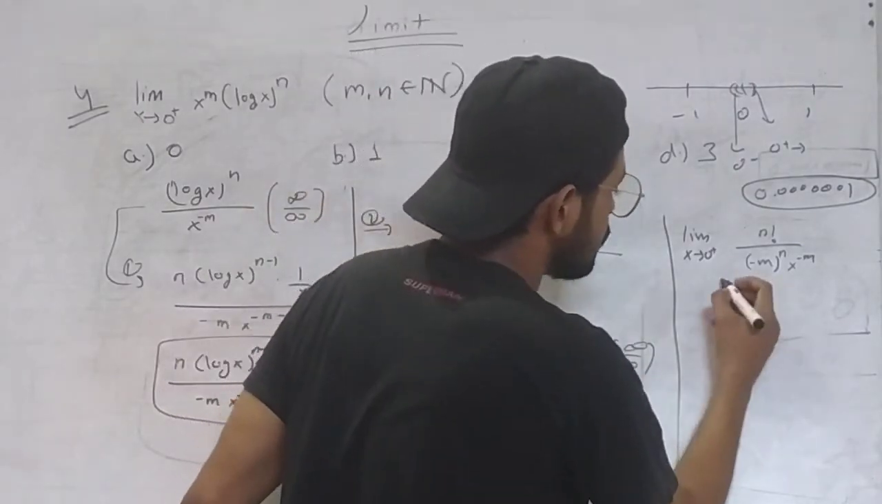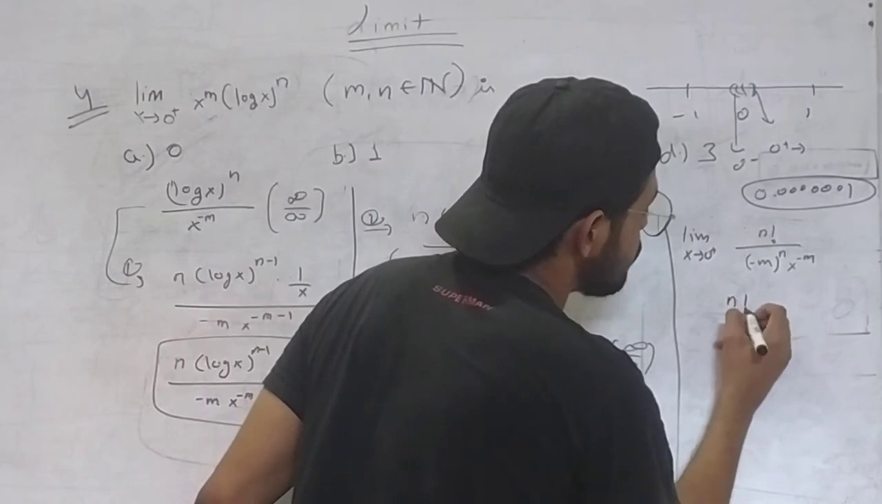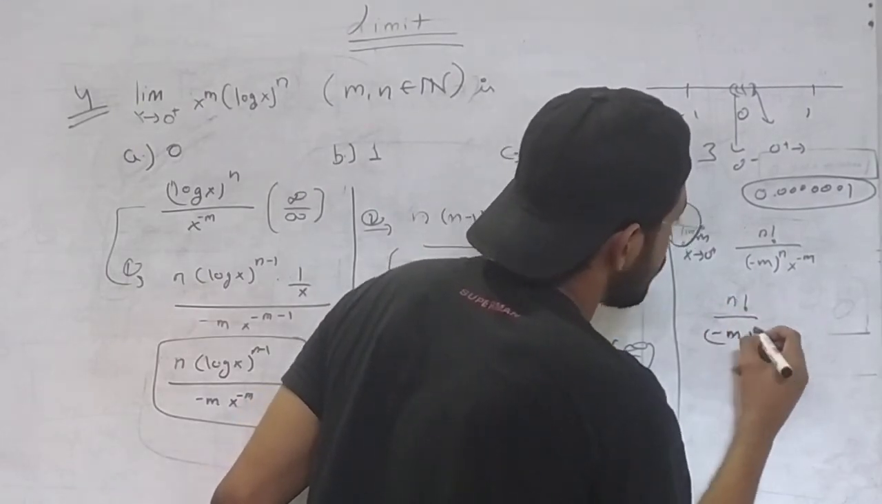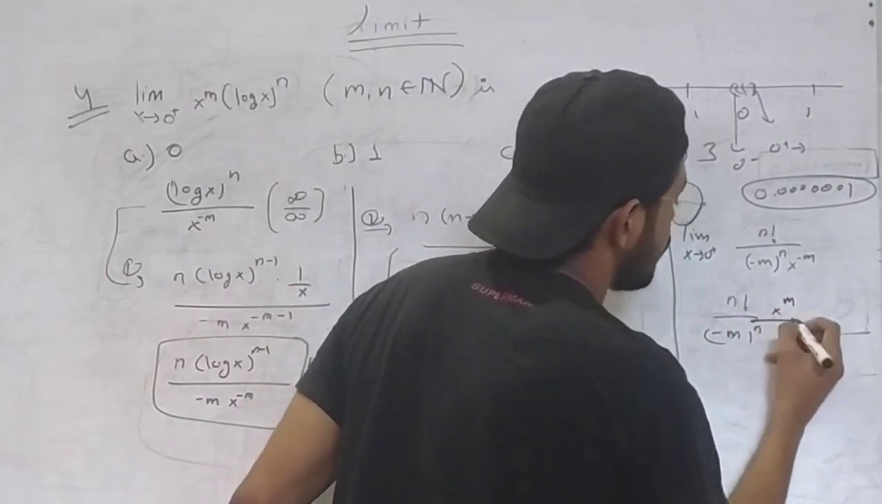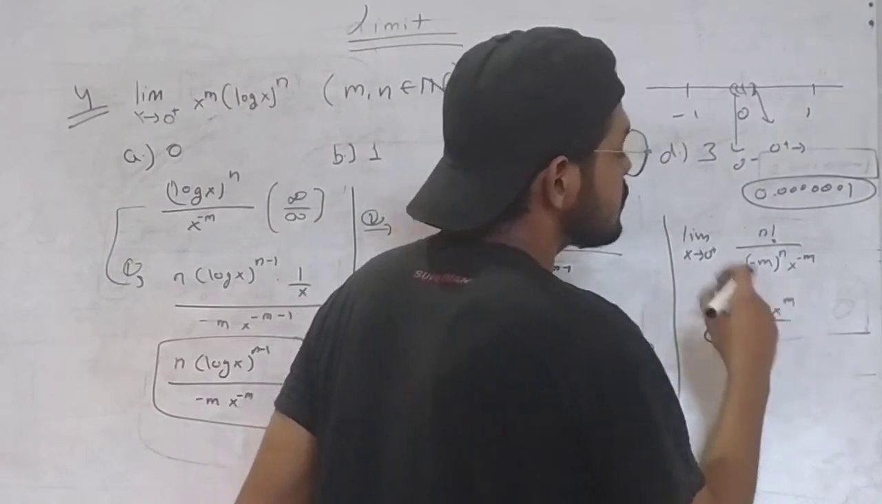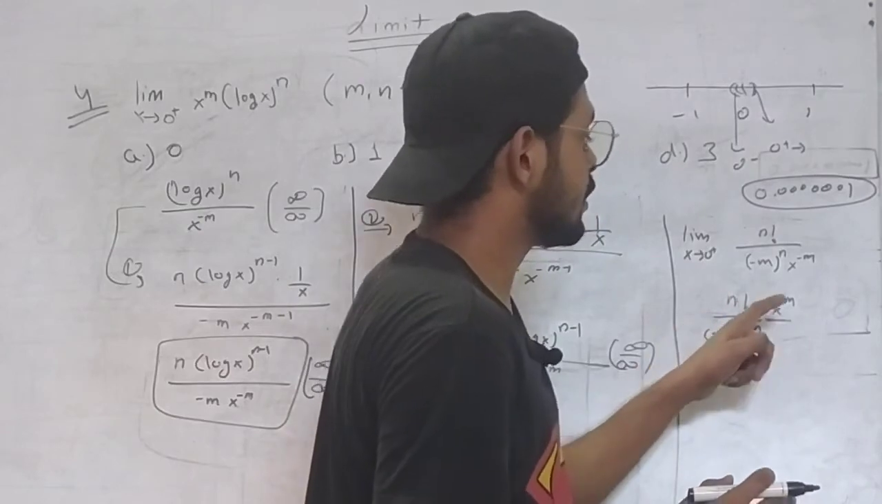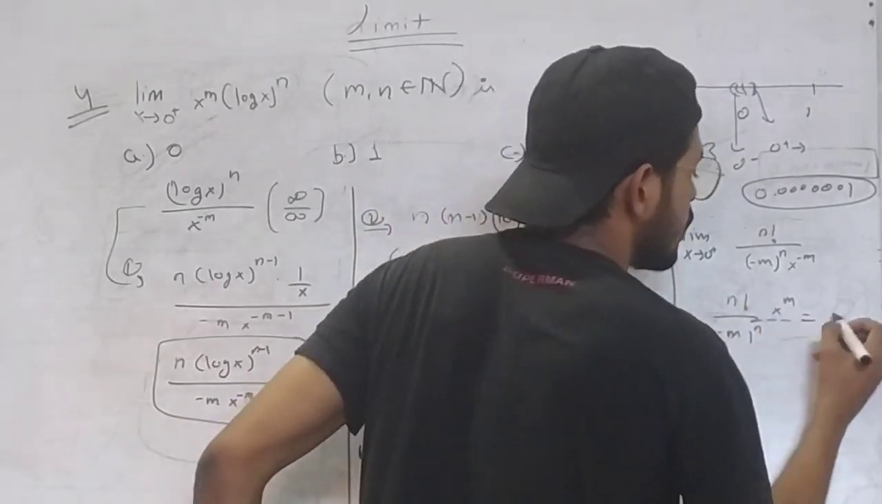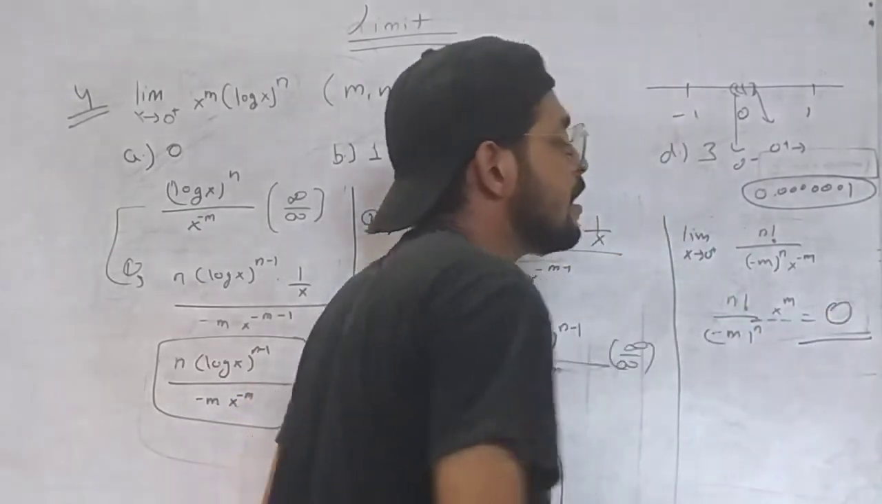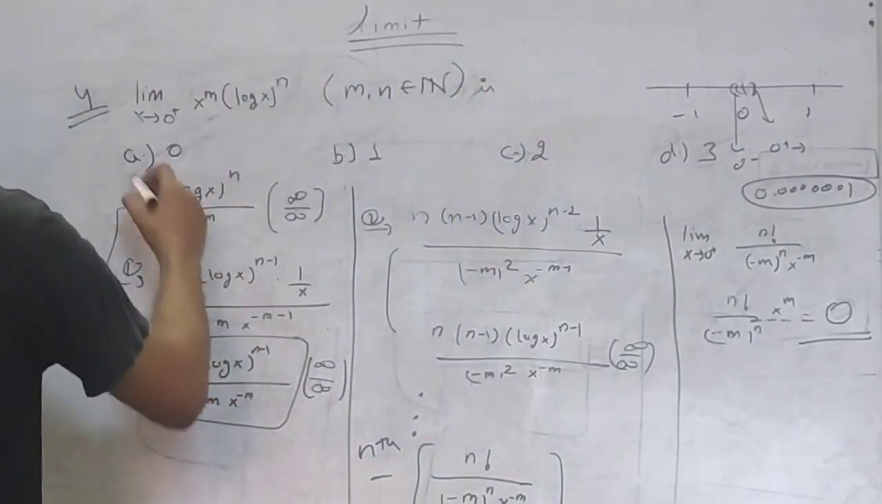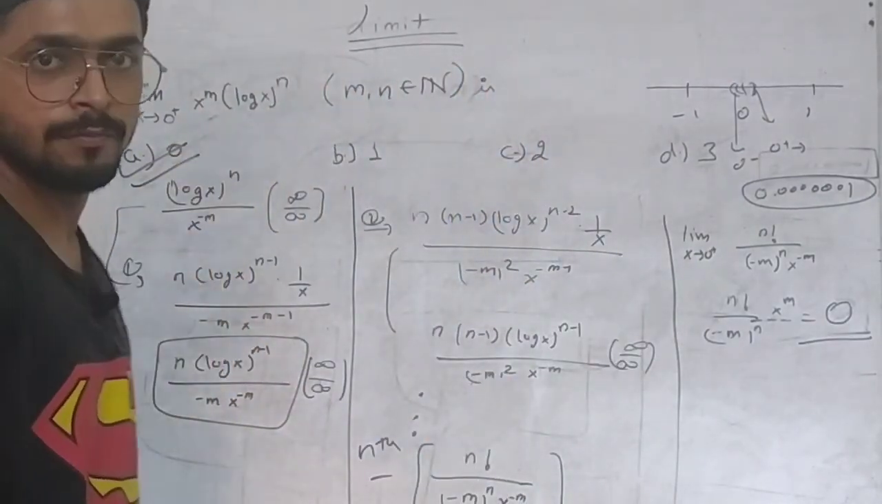So we can rewrite it like n factorial by (-m)^n x^m, and if we apply 0 here, it tends to 0. The number is whatever it is, but x is 0 now. So the whole function will be 0 if we apply the limit. So the option 0 is the right answer.